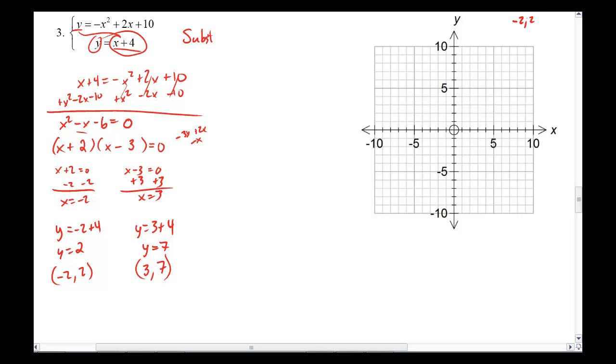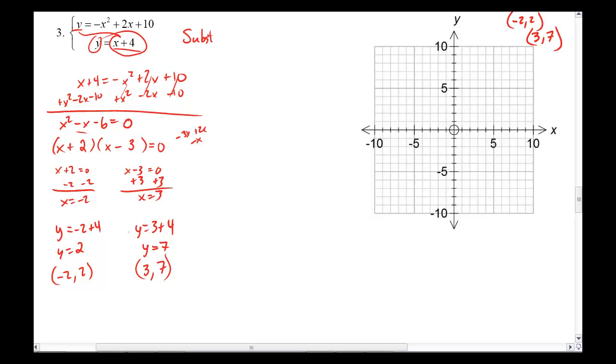Negative 2, 2, and 3, 7. Those are the 2 intersections of those 2 lines. Not so bad by substitution. We're getting a little more comfortable with this. We're getting used to the idea that we just got to move everything over, make a quadratic, factor it, and solve it. Once we solve it, we put the numbers back in, and we get y.